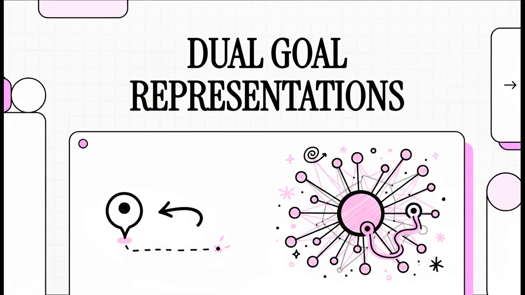So today, we're diving into a really fascinating new way to think about how we give an AI its goals. It's called dual goal representations, and honestly, it might just be the smarter GPS that artificial intelligence has been waiting for. Let's get into it.